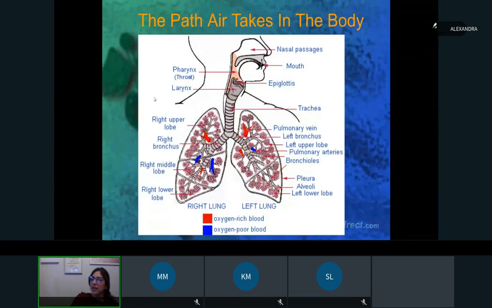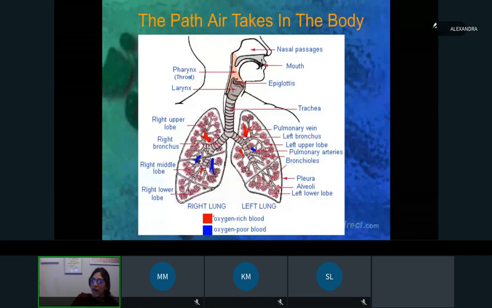But here is a picture. One thing that I want to point out is the red is the oxygen-rich blood, meaning it has oxygen, right? And then oxygen-poor blood is blue, and that's when it does not have oxygen. So it's coming back to get more. We talked about a couple of these things. This picture is a lot more detailed than the steps we just went through.